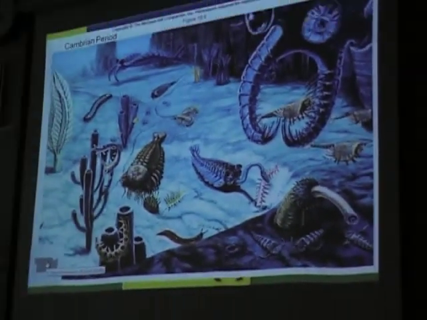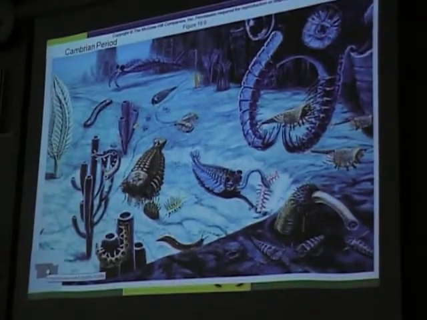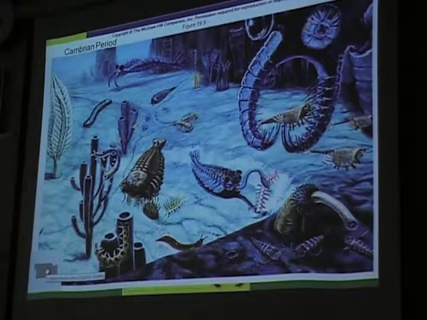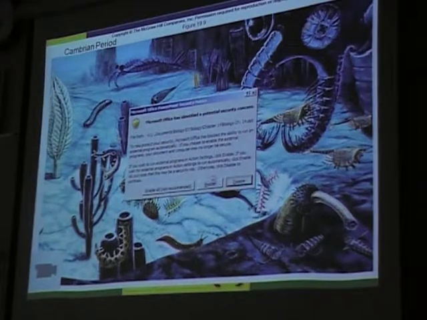Here is the Cambrian Explosion. It was a time period when a whole bunch of multicellular organisms appeared, and we know from fossils that this is how they looked, and this is kind of a neat thing showing that.